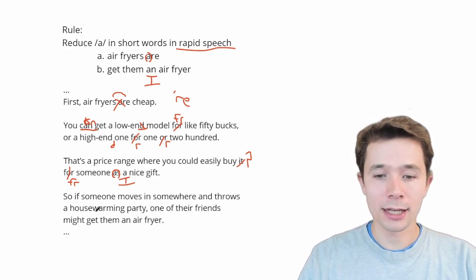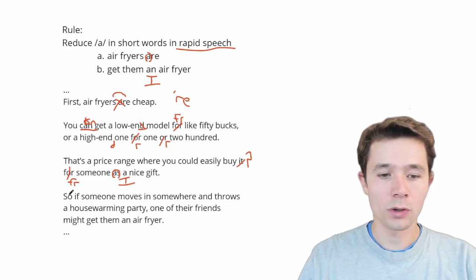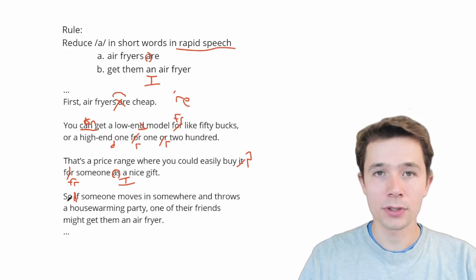So if someone moves in somewhere, here the so with, we have a very reduced I there. So if someone moves in somewhere and throws a housewarming party, and throws, take off the D, and throws a housewarming party, one of their friends might get him an air fryer.